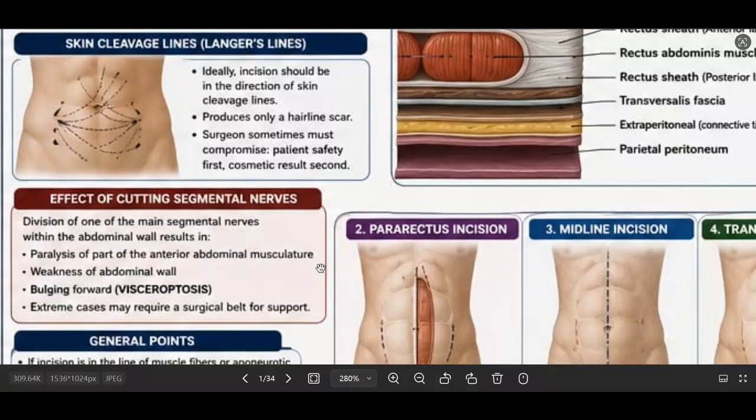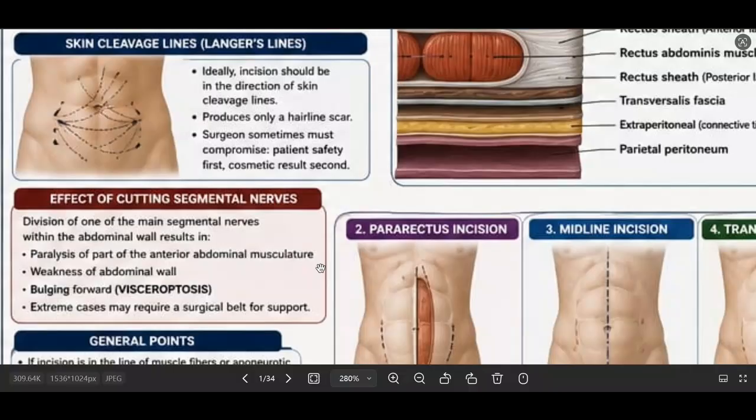What is the effect of cutting segmental nerves? This is an extremely important viva question. If one of the major segmental nerves is divided, the muscle supplied by that nerve becomes paralyzed. The part of the rectus abdominis loses its function, and the abdominal wall becomes weak as a result. That leads to bulging outward of the abdominal wall, and that bulging is called visceroptosis.